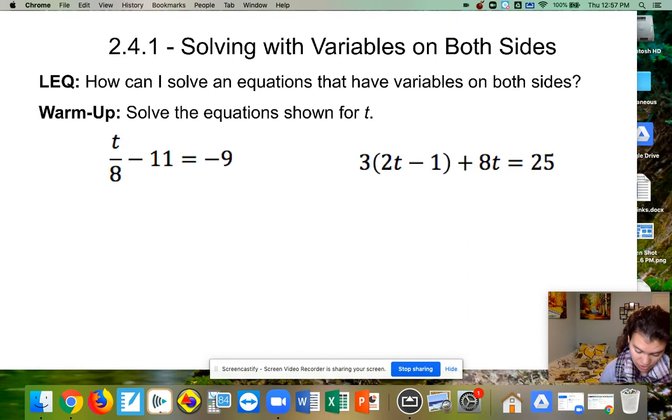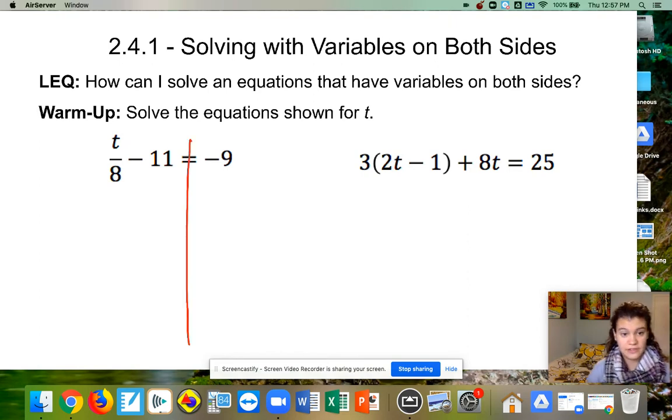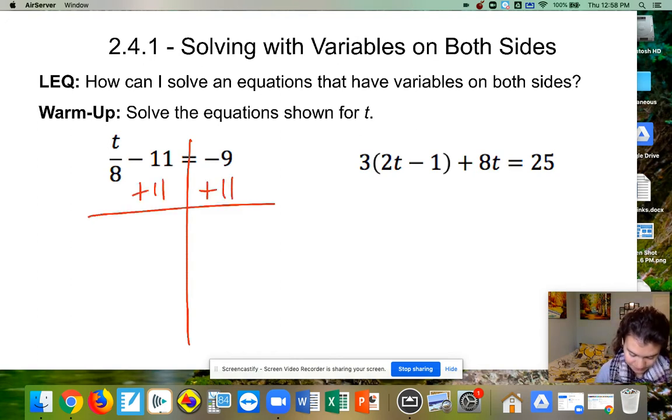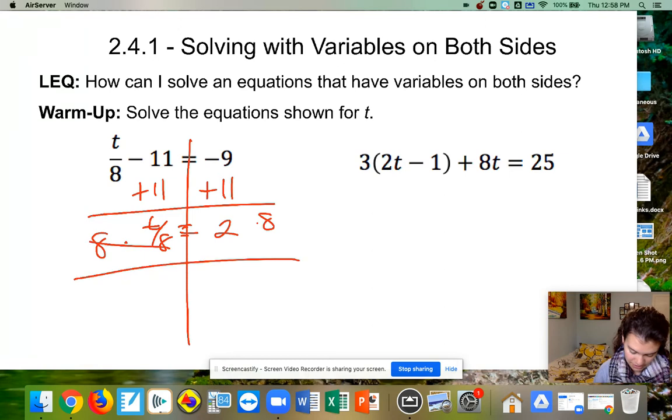All right, so remember you start by drawing your line down the center, and everything you do to one side, you have to do to the other side as well. And you're going to go backwards the order of operations. So you're going to start by adding and subtracting. So I'm going to add this 11 to both sides. The t over 8 drops down. Negative 9 plus 11 is going to give you 2. Multiply both sides by 8 to cancel that out, and t will equal 16.